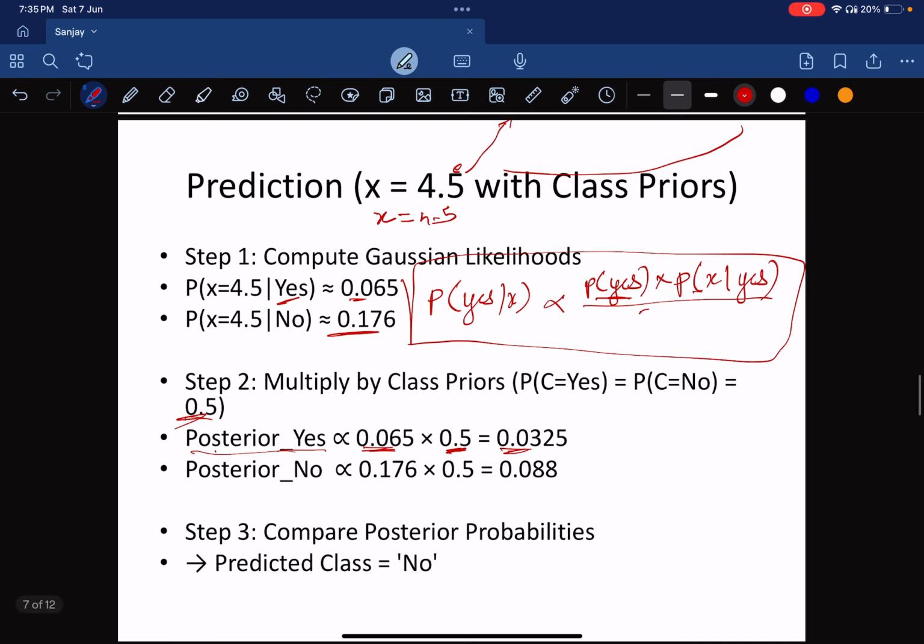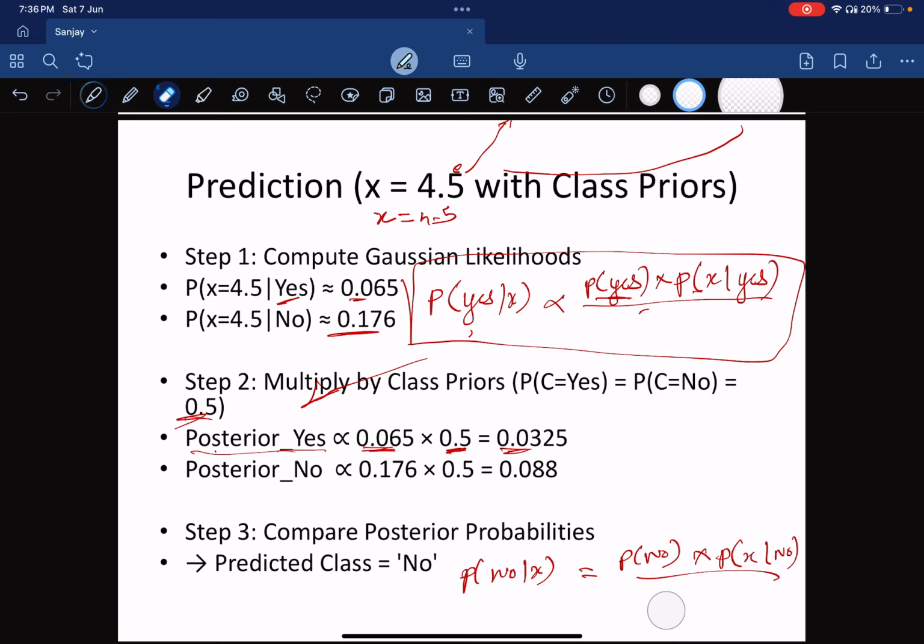I haven't written this formula here, so I wrote it there. We similarly do it for the no class: P of no given a data point X equals P of no times P of X given no, divided by P of X. As I told you, P of X is a constant, so we simply remove it. For that, we put the proportional symbol here.